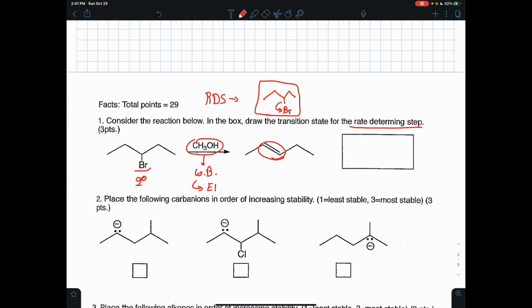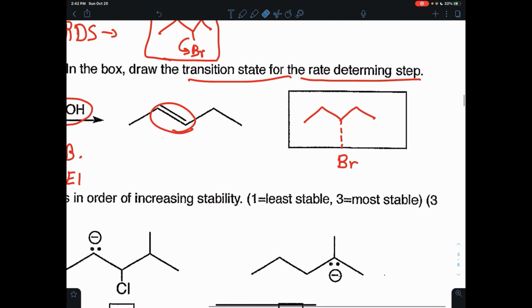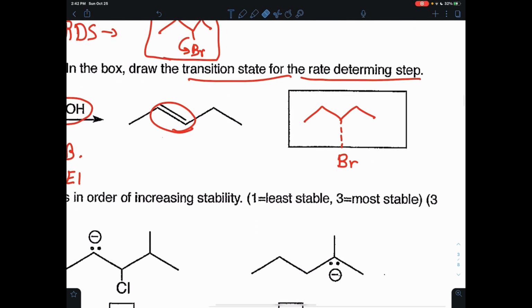So she's asking to draw the transition state for the rate determining step. This one should be pretty straightforward: the Br is just gonna leave, right? And remember, when the Br leaves, it's gonna take those electrons and leave this carbon positively charged. So if I want to draw the transition state, this bromine is partially negatively charged and this carbon is partially positively charged.